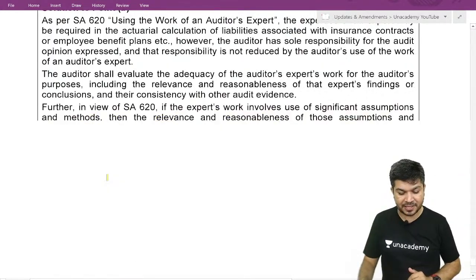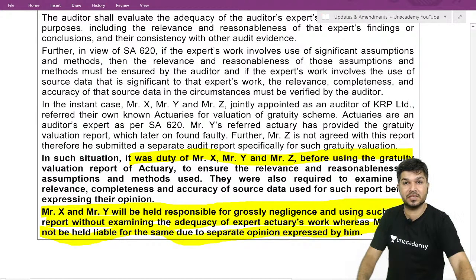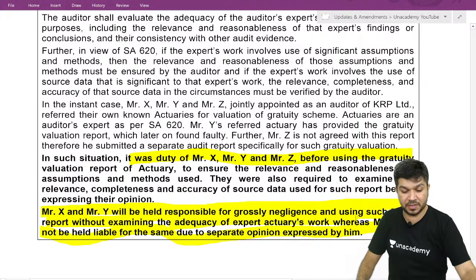If Y's actuary's report was faulty, it will be the duty of X, Y, Z, before using it, to ensure reasonableness. Here X and Y will be held responsible for gross negligence for using a faulty report without examining it. Z will not be liable because he has given his own separate opinion.